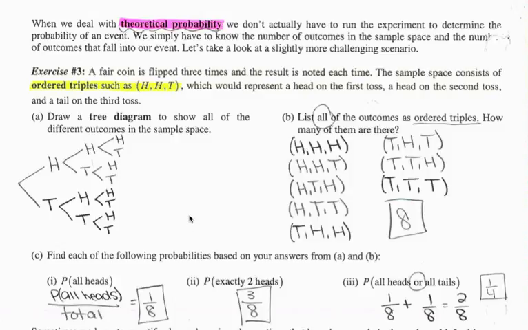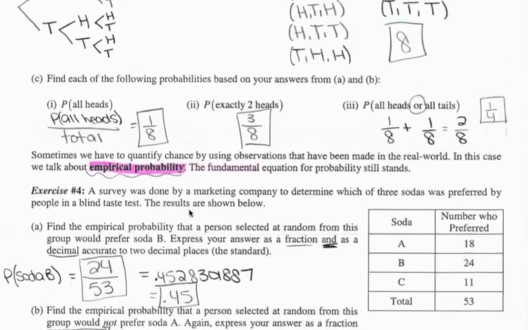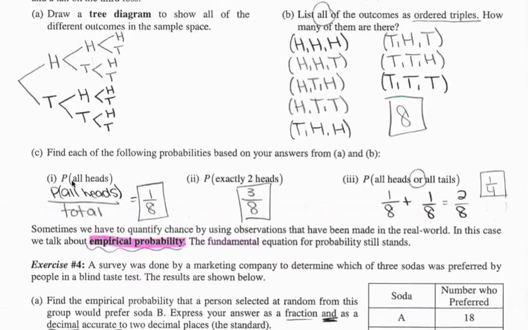Moving on to part C. Find the probabilities based on your answers from parts A and B. So the first question is the probability of all heads. Well, there was only one way we were going to get all heads, and it's listed in both areas. So there's 1 out of a total 8 possibilities. So we have a 1/8 probability.